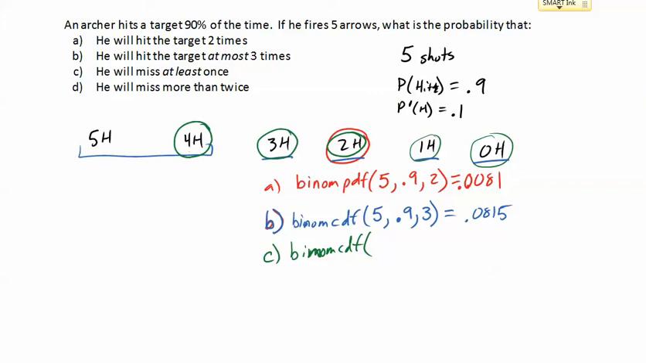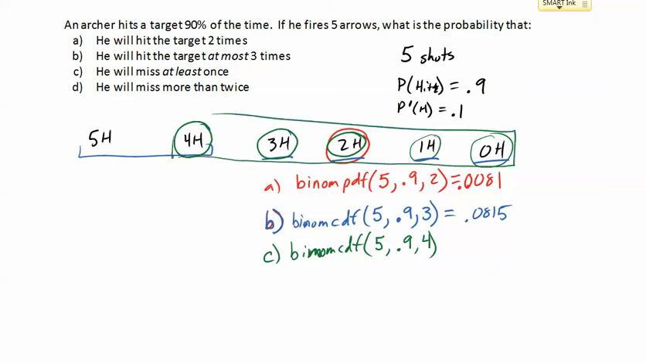Right? Those are all the green ones here. And so I could do that, 5, comma, 0.9, comma, 4. And I know you're saying, but it says he's going to miss it. The probability of missing is 0.1, Mr. Bauer. And yes, I understand that, but I only want this specific situation here. If I'm looking at the cumulative, I need to add up all of these where he misses more than once. So that would be the cumulative of all these hits, right?